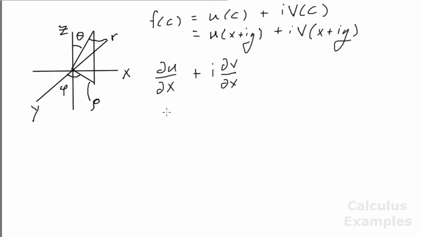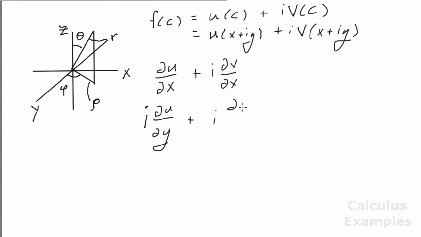Right, so now we're going to take the same derivative, but in the y direction. So it's the partial derivative of f with respect to y. That's going to be partial of u with respect to y. Now, by the chain rule, we're going to get an I out. Partial of x with respect to y is 0, but the partial of I y with respect to y is just I, so we're going to put an I out front.